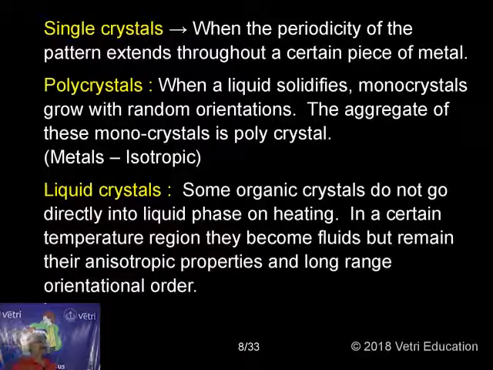Single crystal: when the periodicity of the pattern extends throughout a certain piece of metal, it is called a single crystal. Poly means multi-crystal. When a liquid solidifies, for example water freezes into an ice cube, monocrystals grow with random orientation. The aggregate of these monocrystals is a polycrystal, and the metal is isotropic.